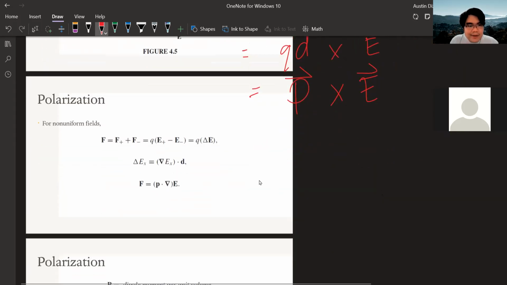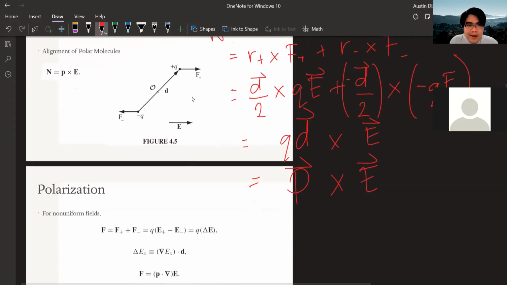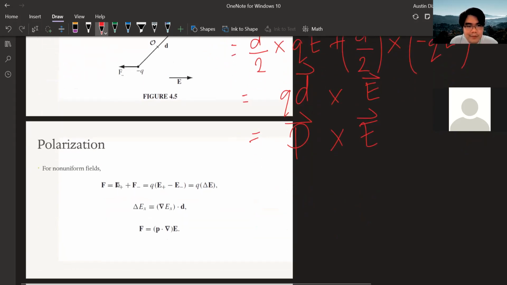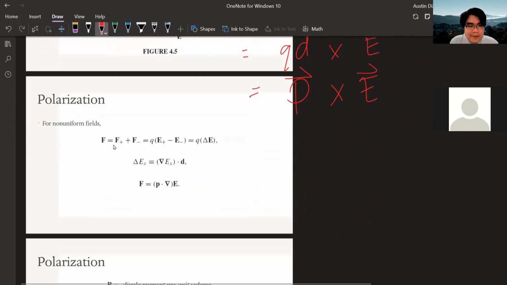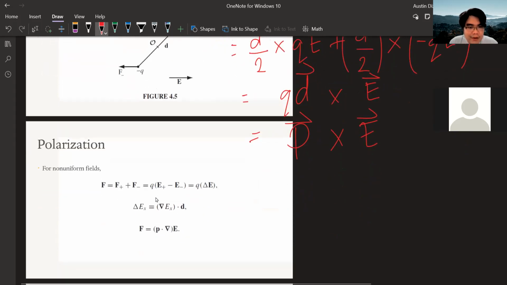Okay. However, sometimes yung field mo, it's not uniform. Bale, yung nakaka-apekto sa Q is different from the other side. Okay? So, yung F mo will be different. Okay? So, we have this, okay, F plus. So, yung force acting on the positive charge, then yung force acting on the negative charge. Okay. So, i-add mo yun ngayon.